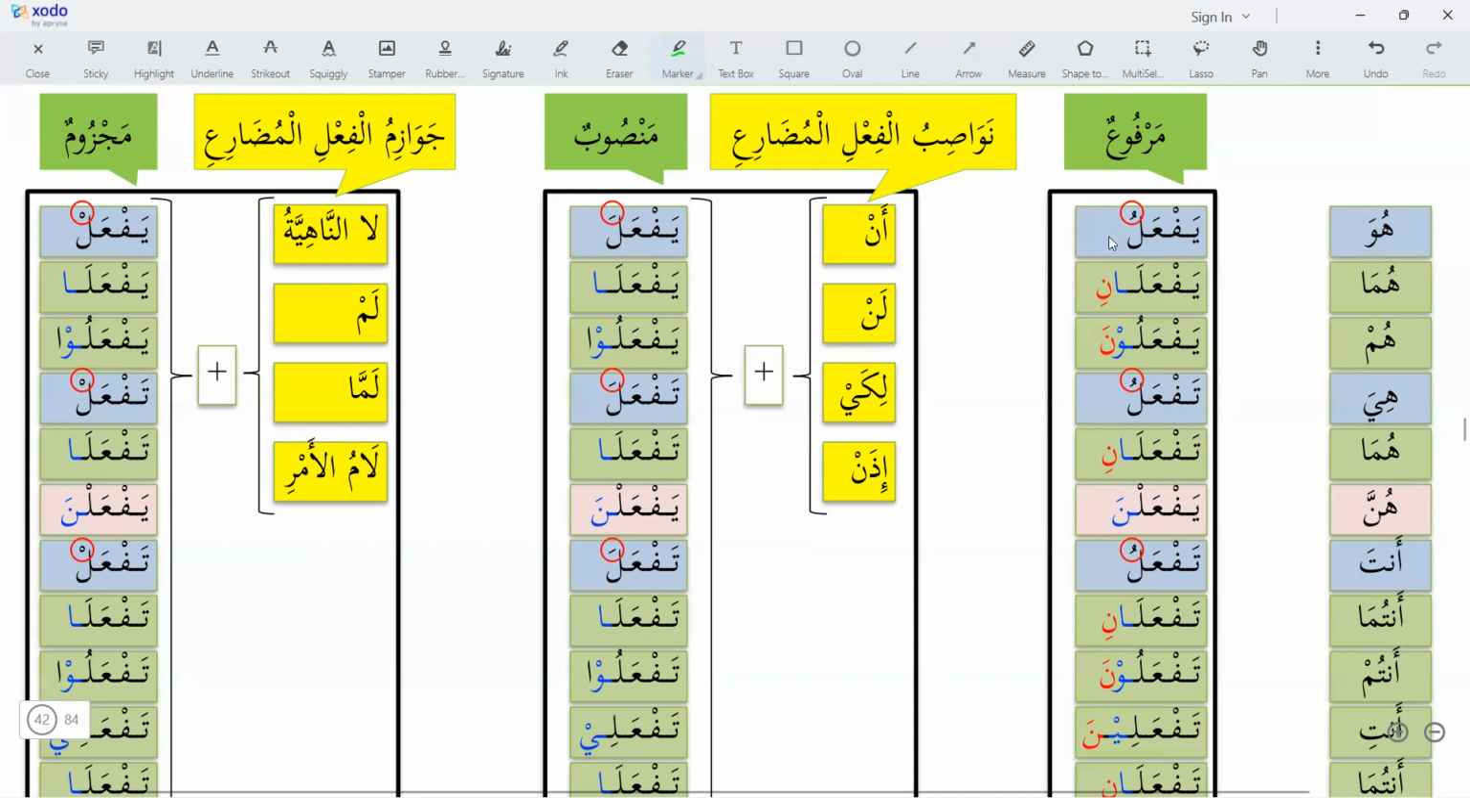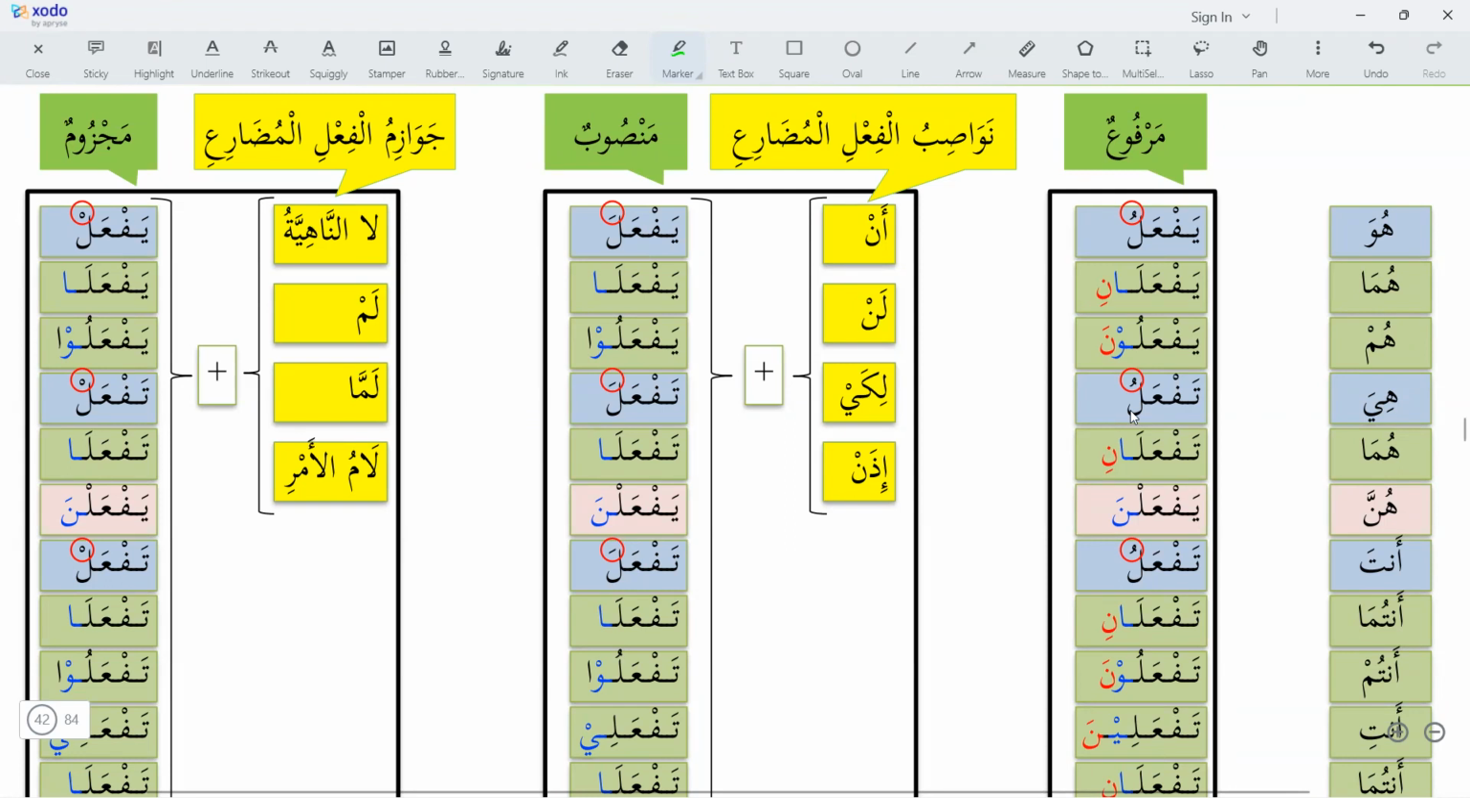An yafalu, yafalu changes into yafala. Yafalani, we read this noon. Noon comes, noon goes. Just now you learned, noon comes and noon goes. Marfu has a noon, and when we enter an, yafala, the noon goes because it is mansub. Then hum yafaluna, an yafalu. The noon comes in yafaluna and in the mansub, the noon goes.